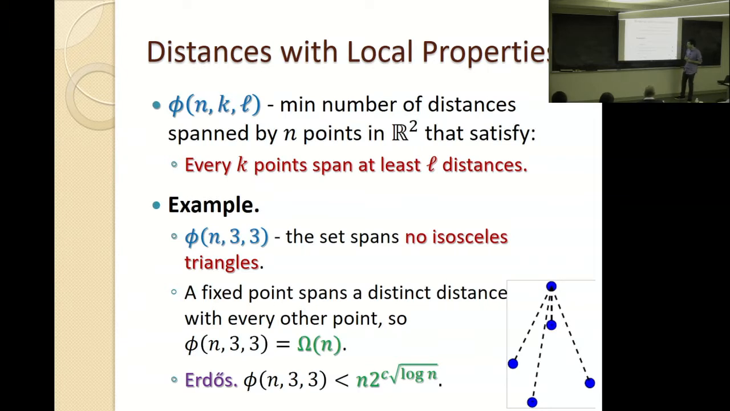Erdős showed that you can have sets that don't have isosceles triangles and have this number of distinct distances. This is, by the way, just Behrend's construction. It's very easy. You just use Behrend's construction, you get this. So it's another case where we still have a gap, but it's a sub-polynomial gap. It's a very small gap in n, less than polynomial in n. Okay, so this was one easy example.